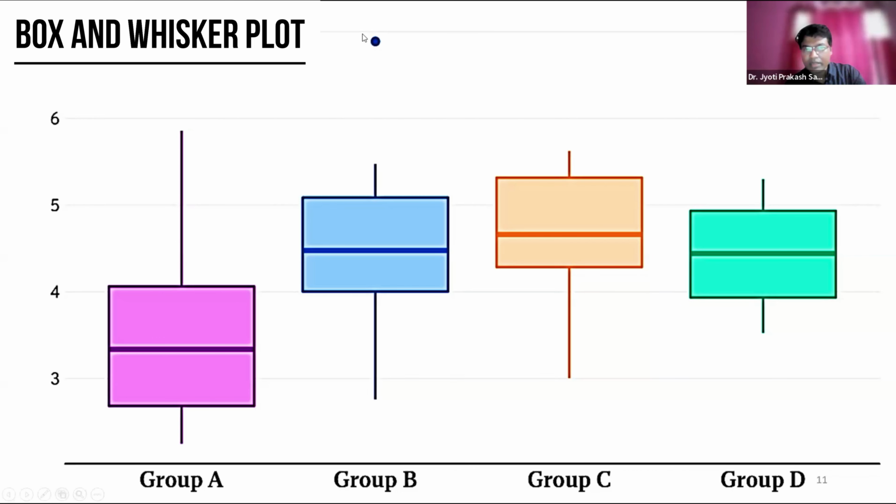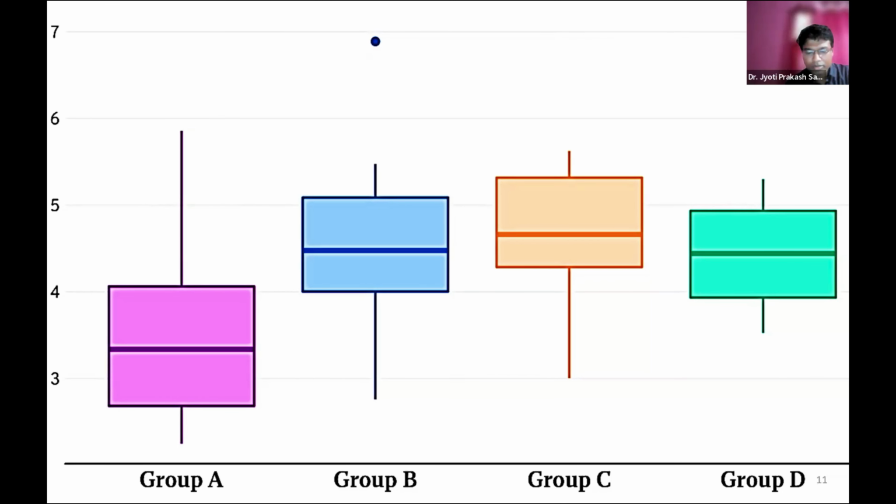And this is the outlier. You can see it here in group B. So we can present the data set in this fashion also, box and whisker. In the subsequent slides, we'll make a little bit of modification to this box and whisker plot.